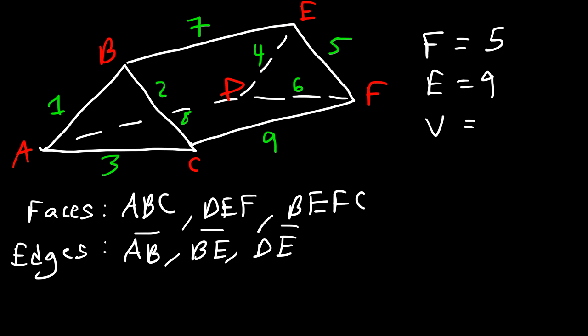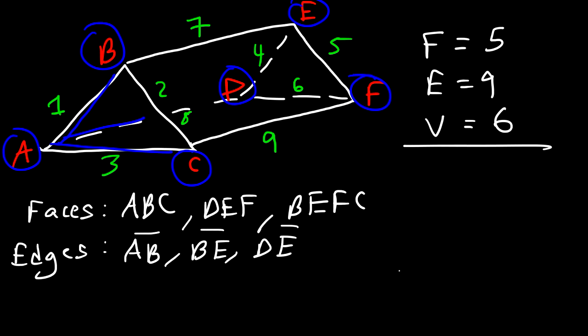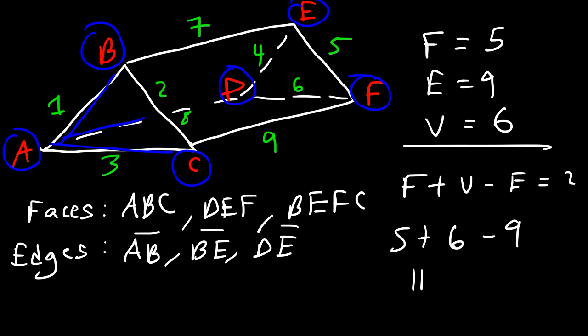Now the vertices, we just got to count the letters, because that's where 3 edges will meet. So this is 1, 2, 3, 4, 5, 6. So I counted 6 vertices. Now let's use Euler's formula to confirm that this is equal to 2. So the faces plus the vertices minus the edges has to equal 2. So we have 5 faces, 6 vertices, and 9 edges. 5 plus 6 is 11. 11 minus 9 is 2. So this is in harmony with Euler's formula.